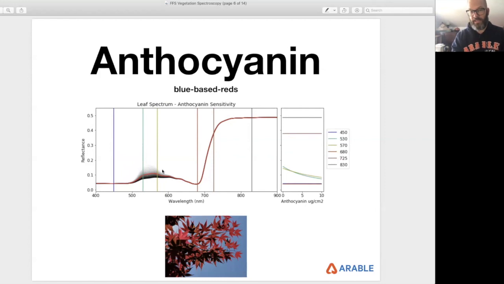Anthocyanin, now these I think of as these blue-based reds. So this is a Japanese maple, and often the calculations are measuring green versus red or green versus blue, because you can see that varying the anthocyanin causes variation in the reflectance in this blue and green, you can see over here, or green and yellow, but really has no impact on the blue and the red.